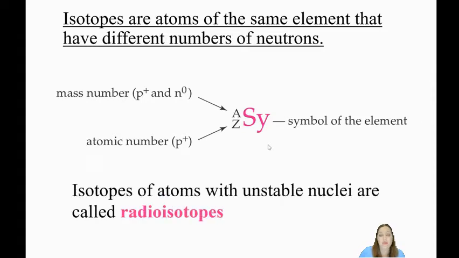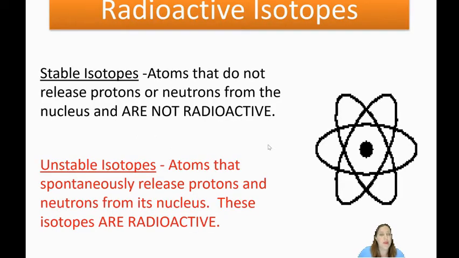So isotopes of atoms with unstable nuclei are called radioisotopes. So if we're looking at radioactive isotopes, stable isotopes are atoms that do not release protons or neutrons from the nucleus, and they're not radioactive. So they're stable, they're going to stand there. And if you remember from the build an atom activity, you saw stable isotopes versus unstable isotopes. Now an unstable isotope is a radioactive isotope. And for a radioactive isotope, you're going to have an atom that's going to spontaneously release protons and neutrons from its nucleus.